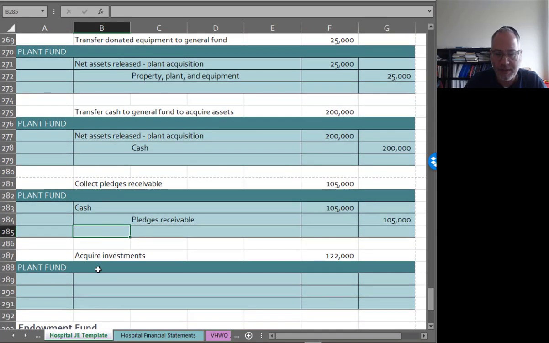And now we're going to use this money to, I guess this was to buy investments. And then the income from the investments is going to be used to buy plant. So debit investments, $122,000 in credit cash.